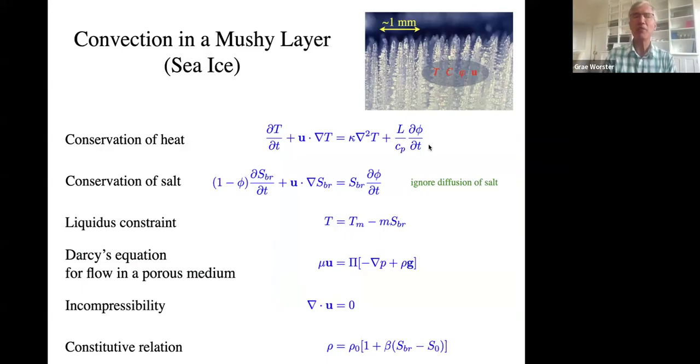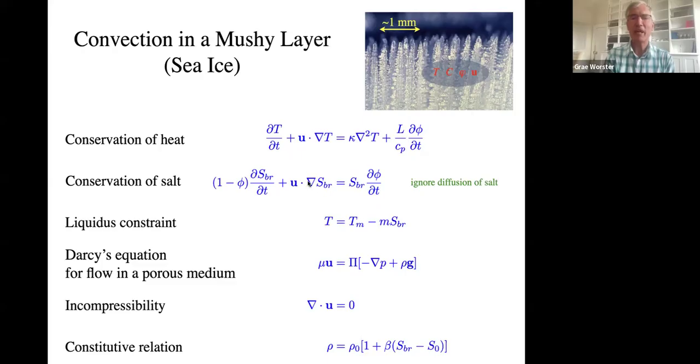I won't spend time on these equations. I just want to indicate to you that everything I'm showing you today has been modeled mathematically, and these are the sorts of equations that we use. Some of you will be familiar at least with the structure of some of these terms, and so I'll just mention them briefly. The temperature is governed by an advection diffusion equation modified by the internal release of latent heat.